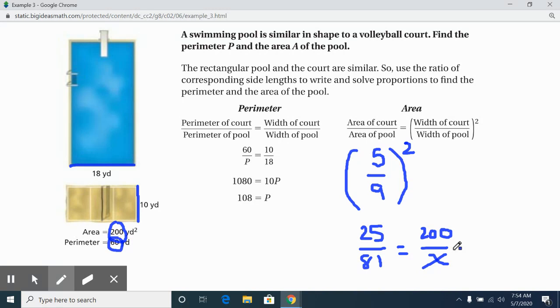So 81, I'm cross multiplying, right? I'm going to cross multiply. 81 times 200 in my calculator gives me 16,200. Okay, so I'm going to come over here. 16,200. And I'm going to set that equal to 25 times x, which is 25x.